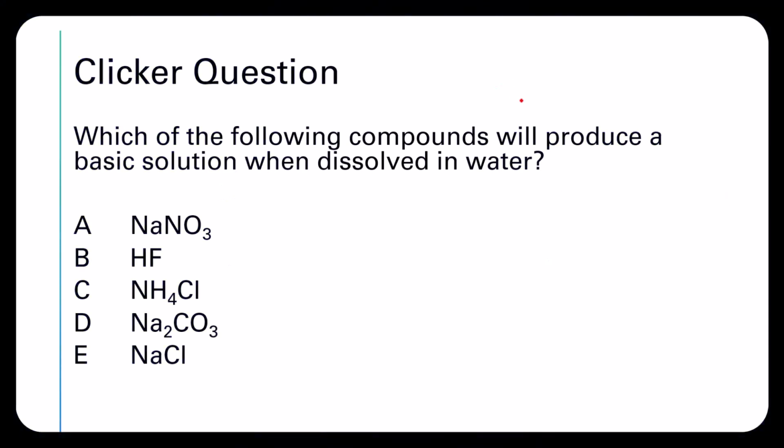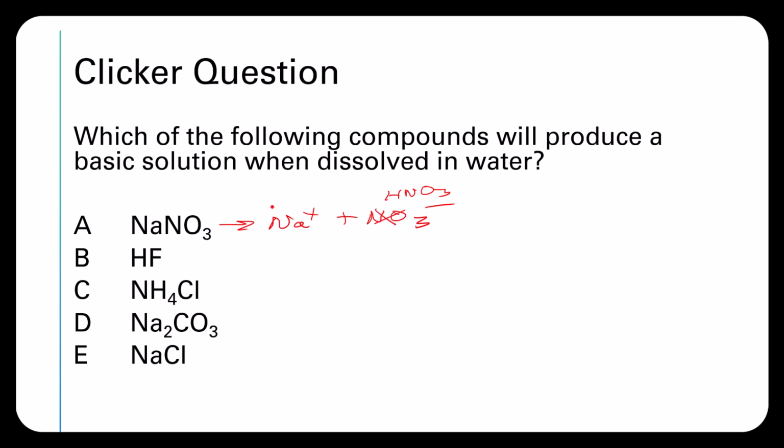Let's take a look at a couple of your clicker questions. Which of the following compounds will produce a basic solution when dissolved in water? First step, dissociate. Got Na plus and nitrate ion. Let's examine the anion. The anion nitrate is the conjugate base of a strong acid, HNO3. We know that the anions of strong acids are neutral.